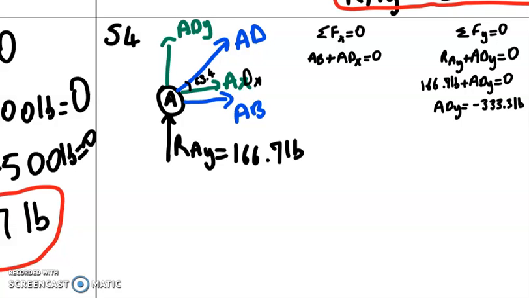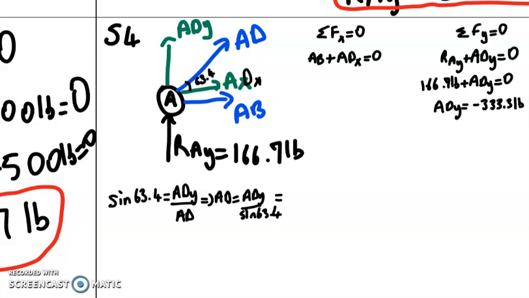Okay, so right now in this corner let's find the AD by doing the sine and cosine, and from there let's find the ADX, and from there we can find the AB. Okay, so what was the sine? Sine 63.4 equals ADY divided by AD. Then AD equals ADY divided by sine 63.4. What was ADY? We just found that, 333.3 pound force divided by sine 63.4. So that equals, we have found the AD. AD equals negative 374.5.